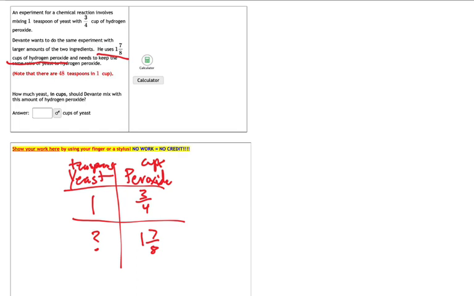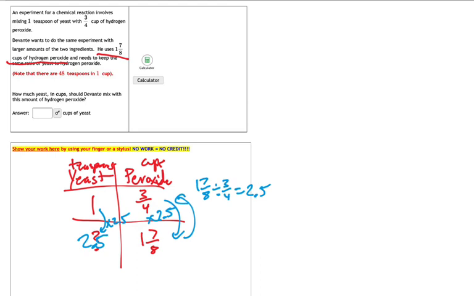So we're trying to figure out what we have to multiply 3/4 by to make 1 7/8. So if we work backwards, we can figure out exactly what that is. 1 7/8 divided by 3/4 will tell us exactly what we need. And that is 2.5. And so what that means is 3/4 times 2.5 is 1 7/8. So 1 times 2.5 will give us 2.5 teaspoons.